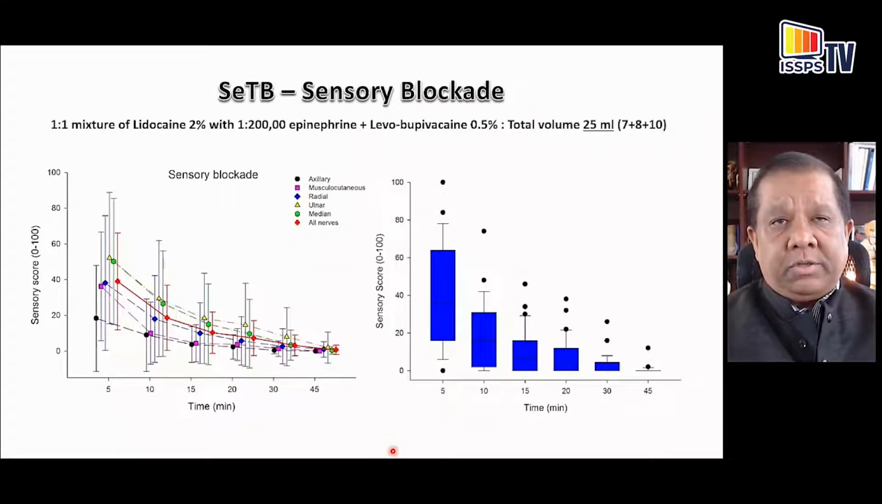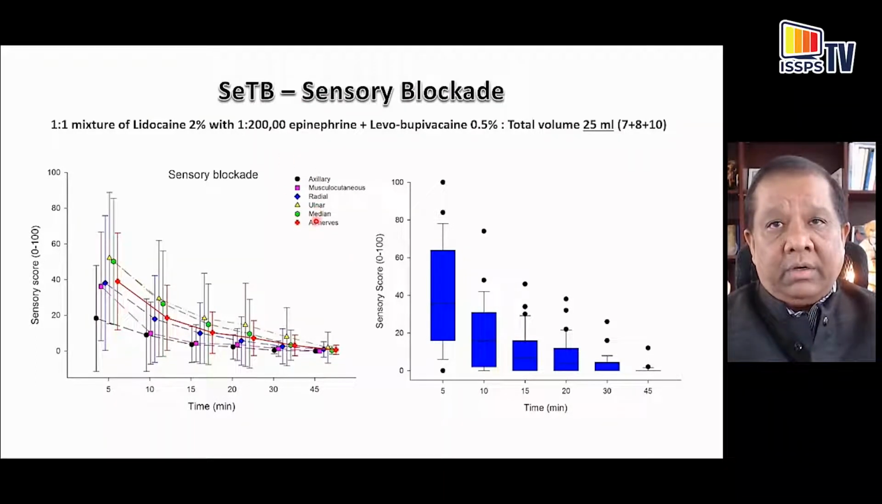As you can see here, this is a graph showing you the sensory score from 0 to 100, 100 being normal and 0 being anesthesia, in the distribution of the axillary, musculocutaneous, radial, ulnar, and the median nerve. As you can see here, over a 45-minute observation period, there's a very rapid decline in the sensory scores.